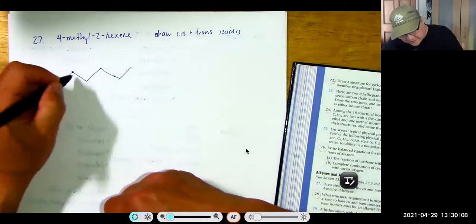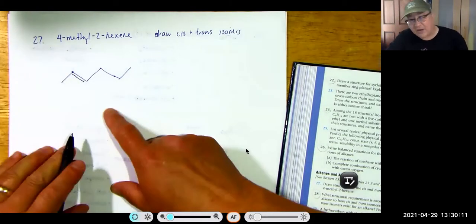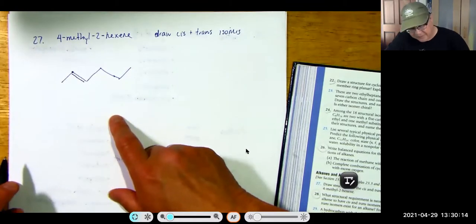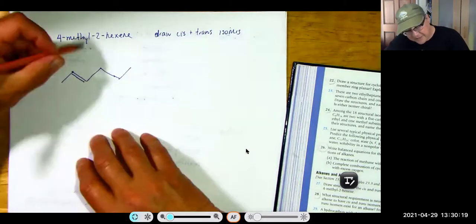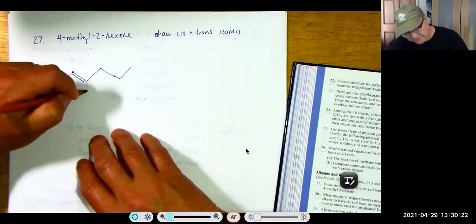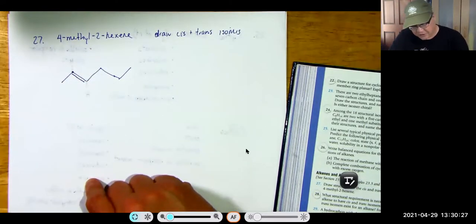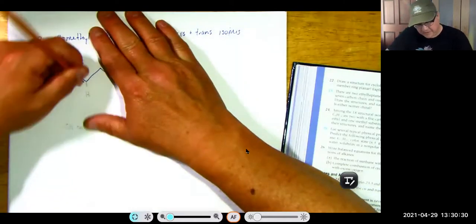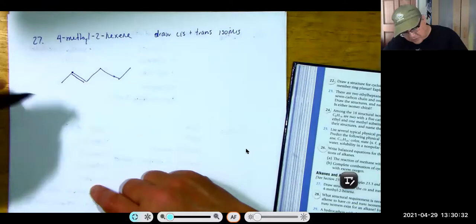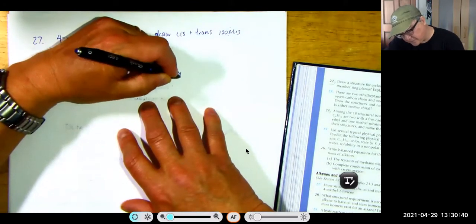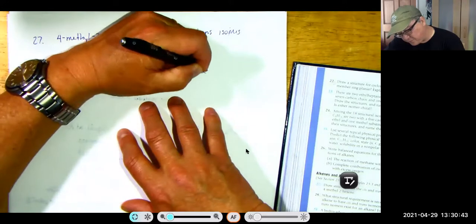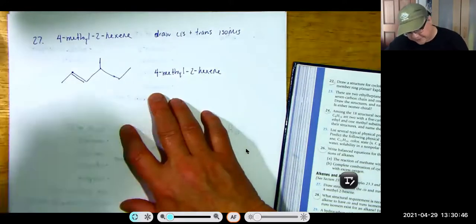So I'm going to draw this in, and you can see right away that looks like a trans, right? If I put the hydrogens in, which I will do in pencil so I can erase them, here's one hydrogen and here's one hydrogen, and they're on opposite sides of the double bond. So this is a trans 2-hexene. Now, where's the 4-methyl going to be? So 1, 2, 3, 4. So this is 4-methyl 2-hexene, but more specifically, it is trans.